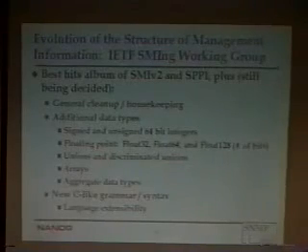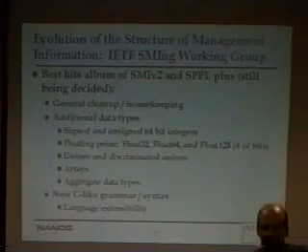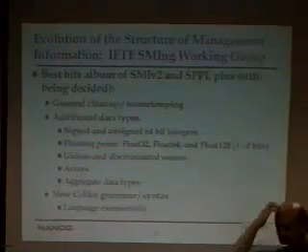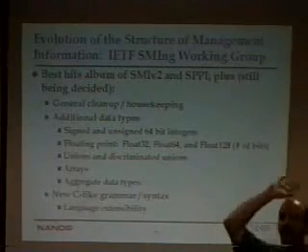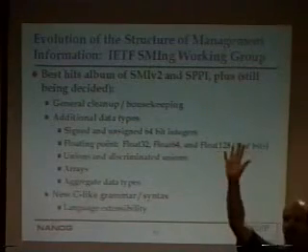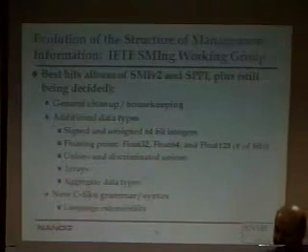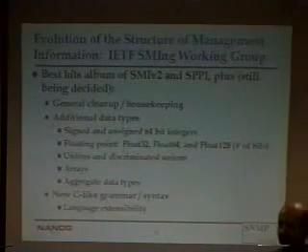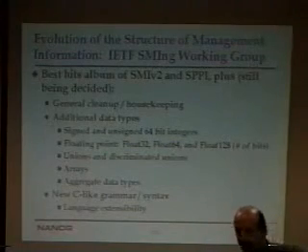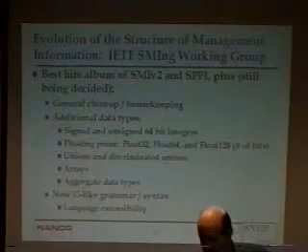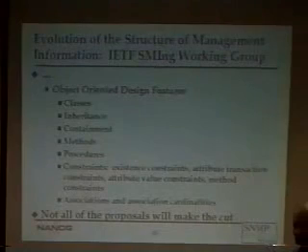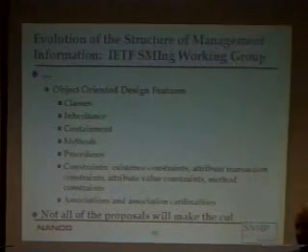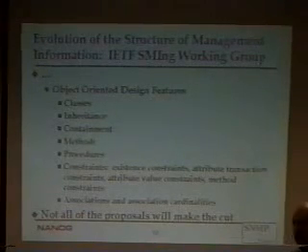There's some work in the area of general cleanup and housekeeping. There's some work in the area of additional data types, signed and unsigned 64-bit integers. There's a proposal on the table to have 32, 64, and 128-bit floating point numbers. How many of you need floating point, 128-bit floating point to manage your network? I didn't think so. Unions and discriminated unions, arrays, aggregate data types, a complete new C-like grammar and syntax, including language extensibility, object-oriented design features, including classes, inheritance, containment, methods, procedures, and all kinds of constraints and associations.